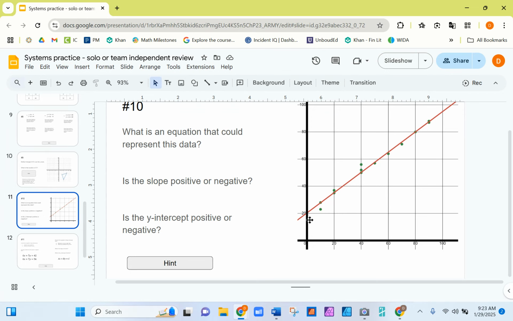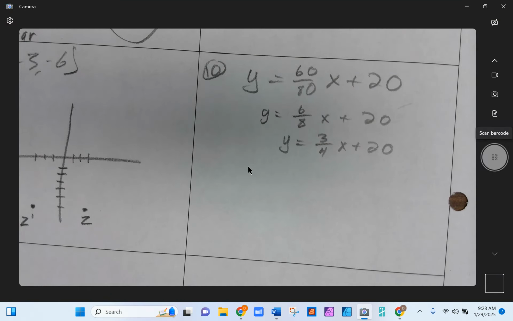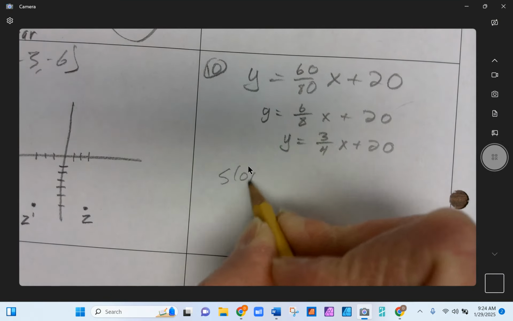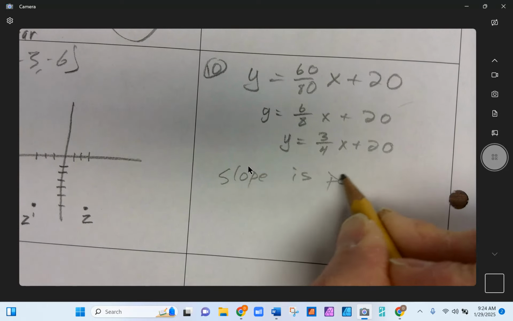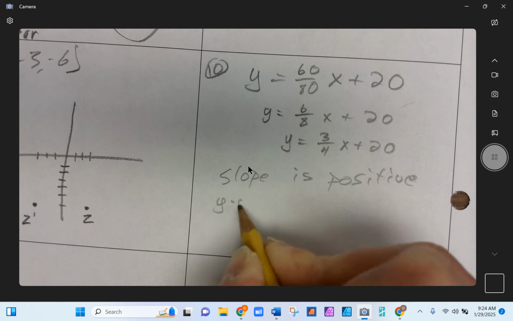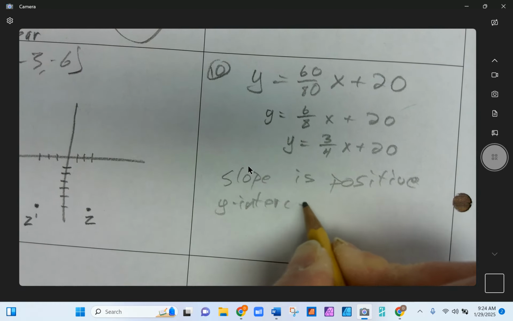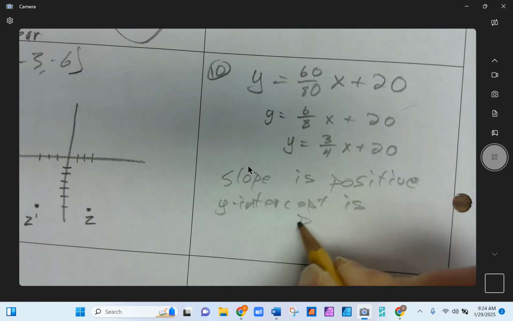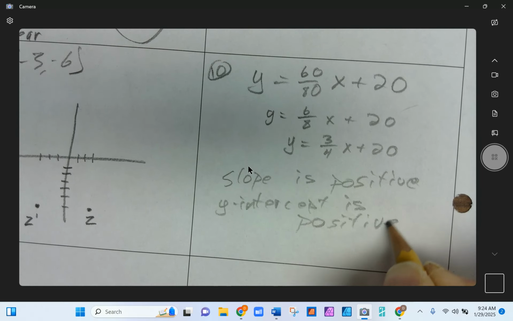The y-intercept is right here. In this case, it is positive. So that's kind of what I want you thinking about on this one. So our slope is positive for this, and the y-intercept is positive for this one. Could be different on the test, might not be, you'll see.